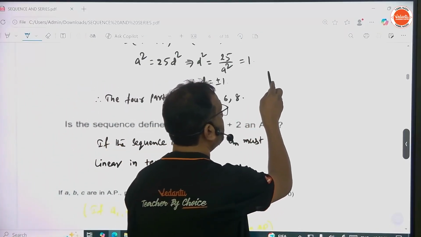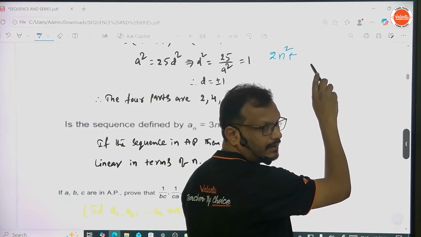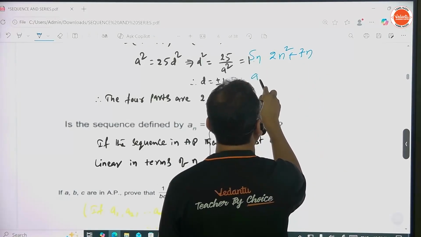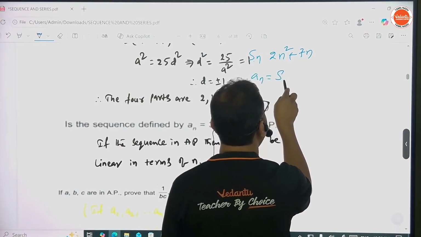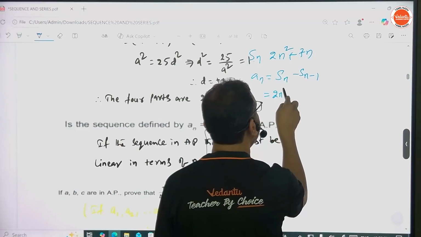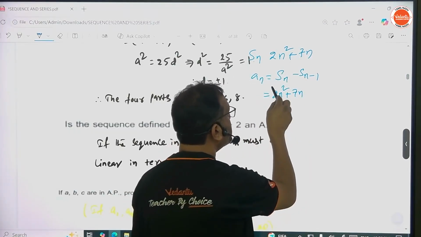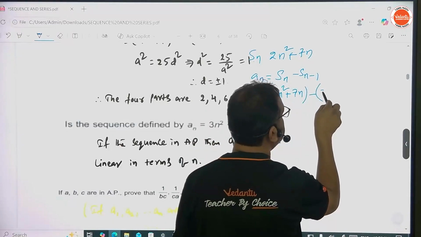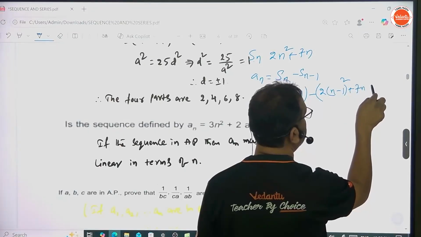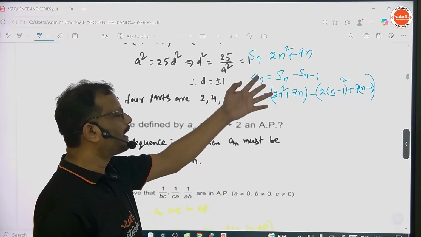So what I take? 2n square plus 4n, right? 7n, that is Sn. So we need an now. An is equal to Sn minus Sn minus 1. Sn is nothing but 2n square plus 7n, and Sn minus 1 will be 2 times of n minus 1 whole square plus 7 times of n minus 1. So if you simplify that, you will get the an value.